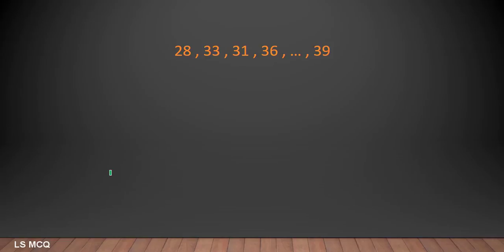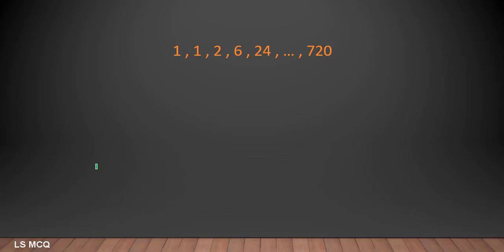Okay, next question. It's 28, 33, 31, 36 and 39. Please analyze the pattern here. We add 5 to the first number to get the second one. We subtract 2 to get the third one. It's plus 5 then, and again minus 2, because that's the pattern. It's plus 5, minus 2, plus 5, minus 2. The next number will of course be plus 5. So 34 plus 5 is 39. Okay, let's move on to the next one.